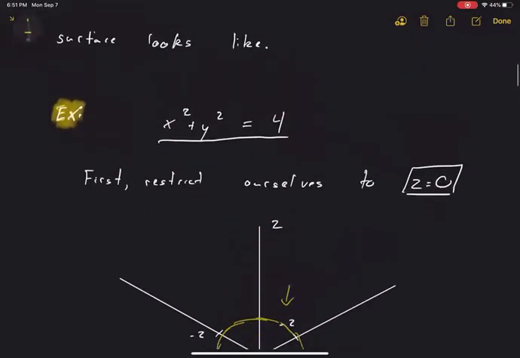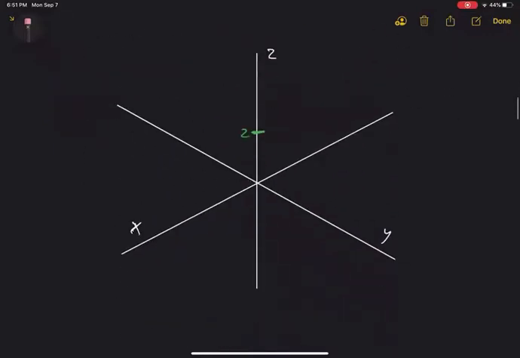Well, it doesn't change. Whether z equals 0 or z equals 2, there's no z in here, so the z doesn't affect my curve. So again, I'm getting a circle of radius 2, but this time it's been shifted up by 2 units. My circle's not as good this time.